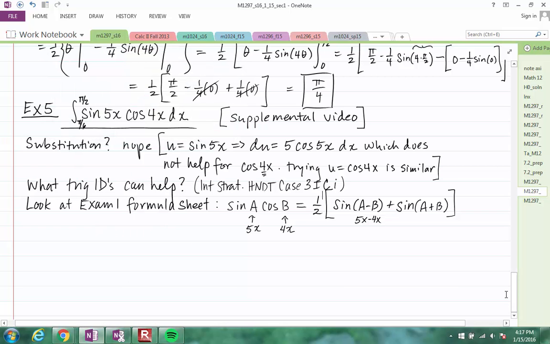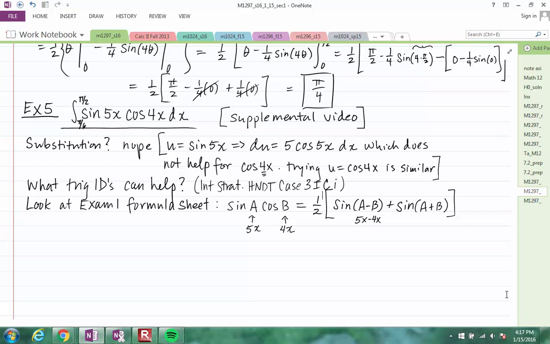Example 5 from 7.2 is the integral from pi over 6 to pi over 2 of sine of 5x times cosine of 4x. So we're always looking to do substitution first and not just start plugging in trig identities. So I'm going to think about this a little bit. U equals sine of 5x, for example, would give us a du of 5 times cosine of 5x dx, which kind of looks like cosine of 4x, but it's not close enough.